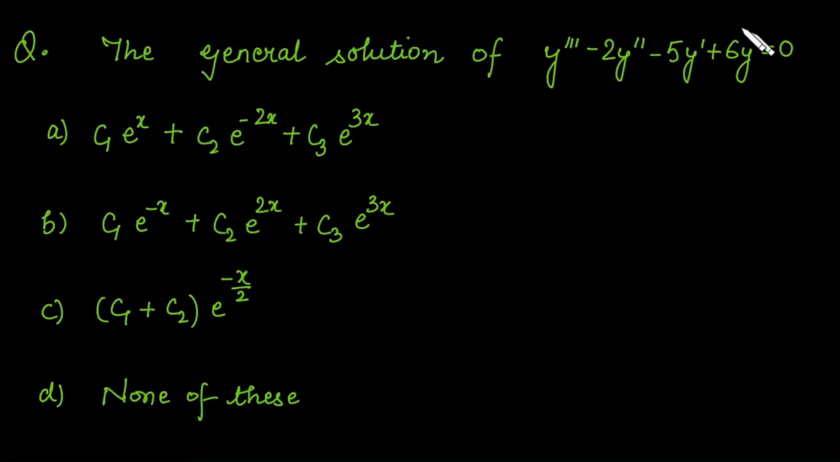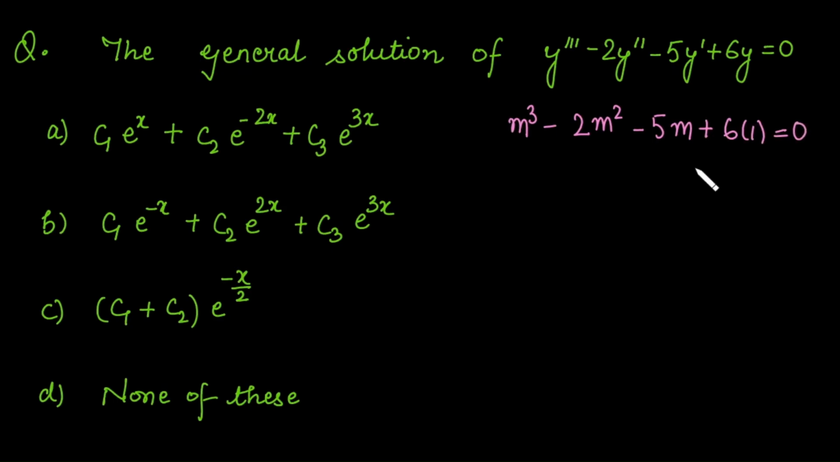The general solution of this differential equation. So let's write its auxiliary equation. This is a third order derivative, so we can write it as m cube minus twice of second order derivative m square minus 5 times of first order derivative m plus 6 for no derivative, simply y, that is replaced by 1, is equal to 0.